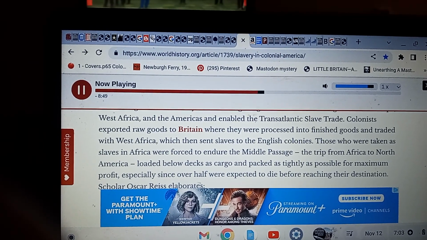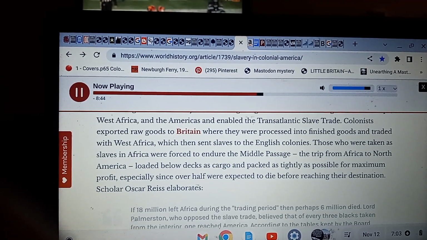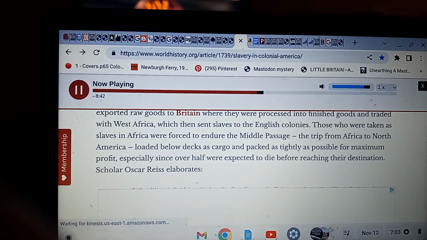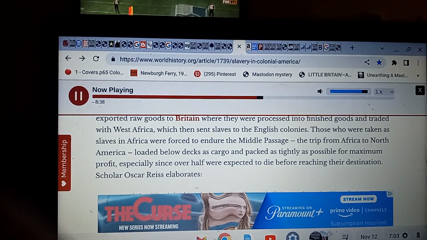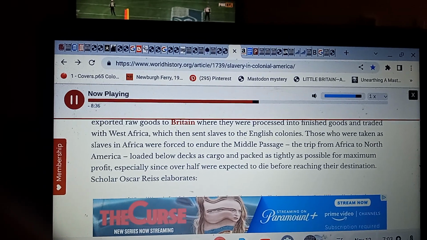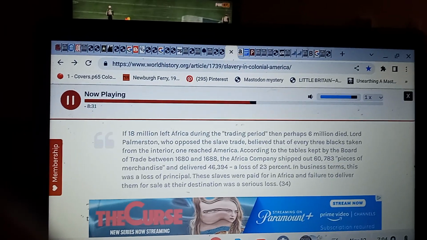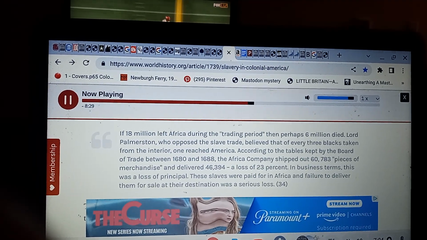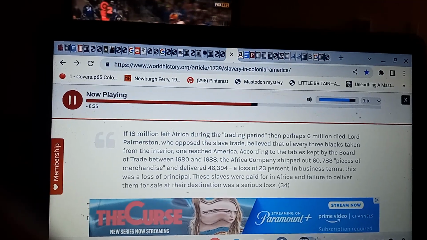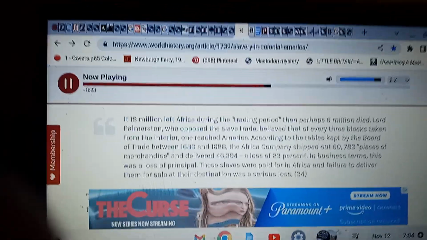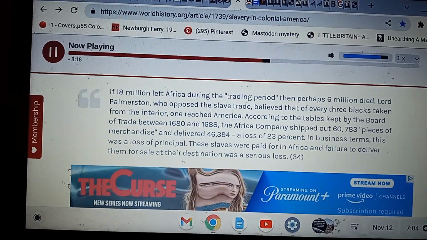Those who were taken as slaves in Africa were forced to endure the Middle Passage, the trip from Africa to North America, loaded below decks as cargo and packed as tightly as possible for maximum profit, especially since over half were expected to die before reaching their destination. Scholar Oscar Rice elaborates, if 18 million left Africa during the trading period, then perhaps 6 million died. Lord Palmerston, who opposed the slave trade, believed that of every 3 blacks taken from the interior, 1 reached America.